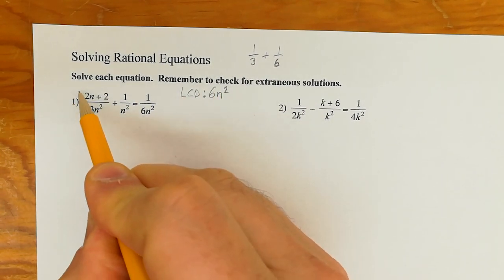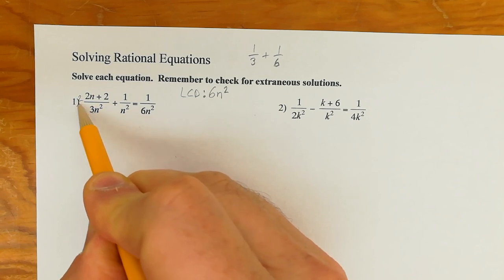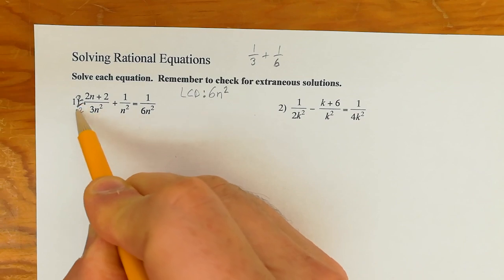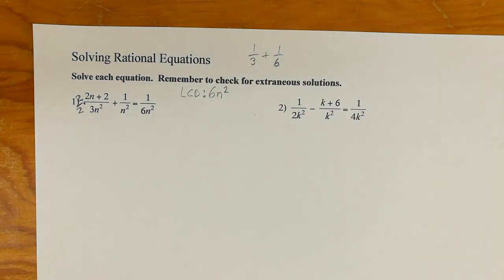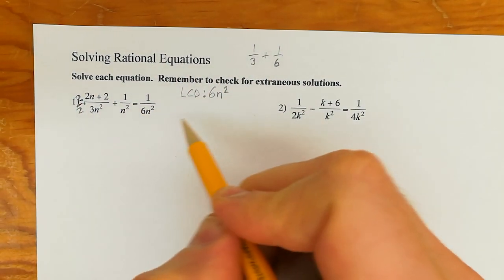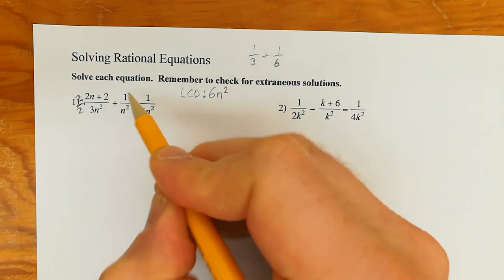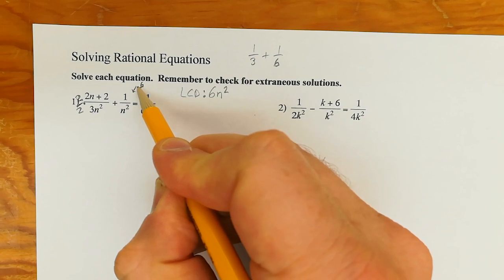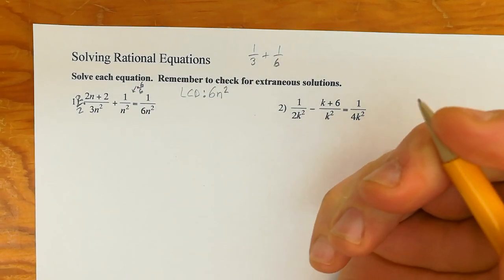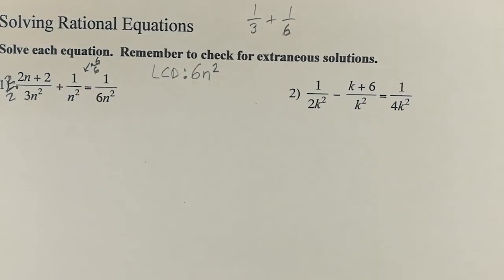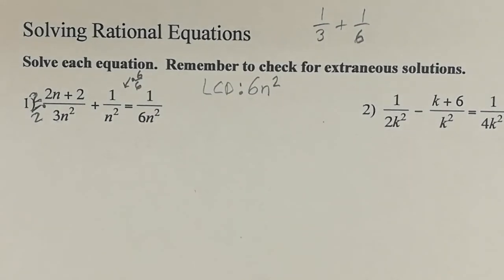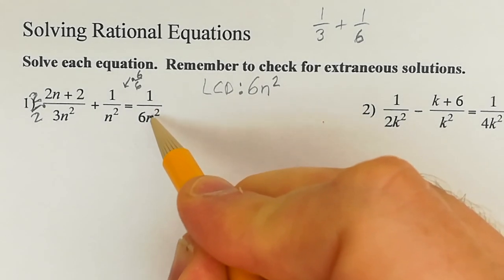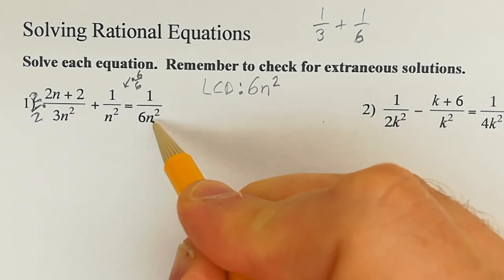So we're going to multiply this first fraction by 2 over 2. The second fraction here, I'm missing a 6, so I'm going to have to multiply this by 6 over 6. I'm just going to write it like that, okay? Let me zoom in here just a little bit. And then this one I don't need to worry about at all because I already have the LCD. All right, so let me do that.